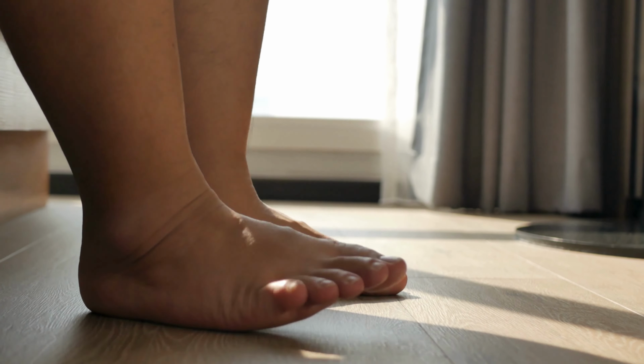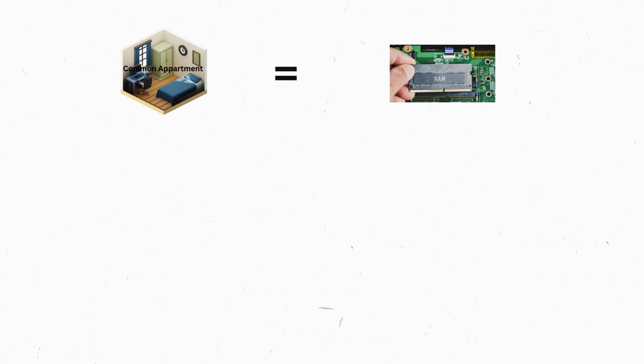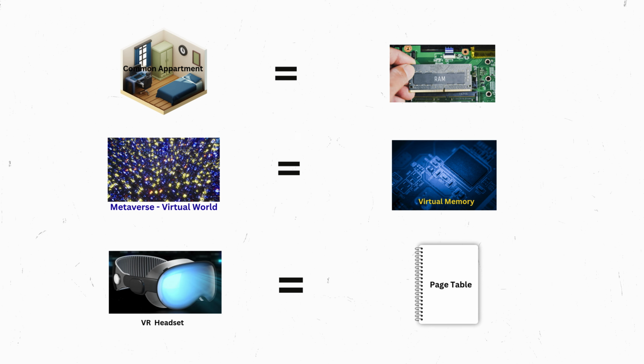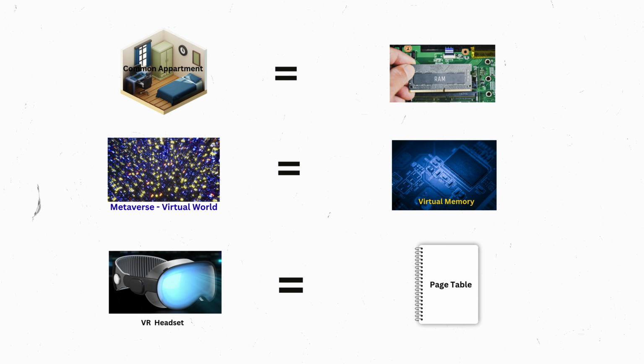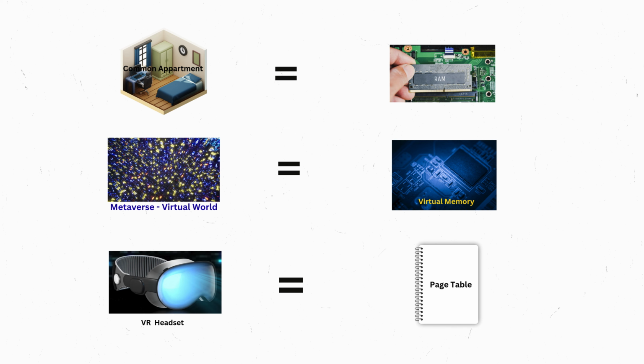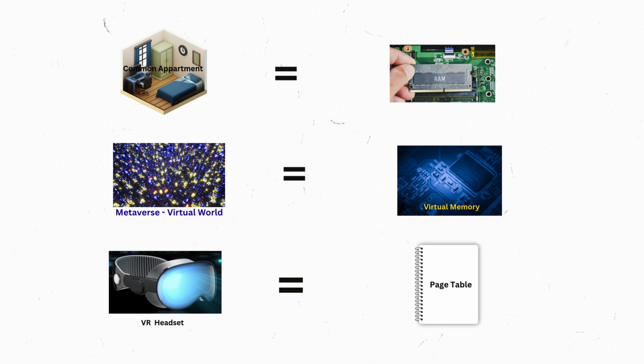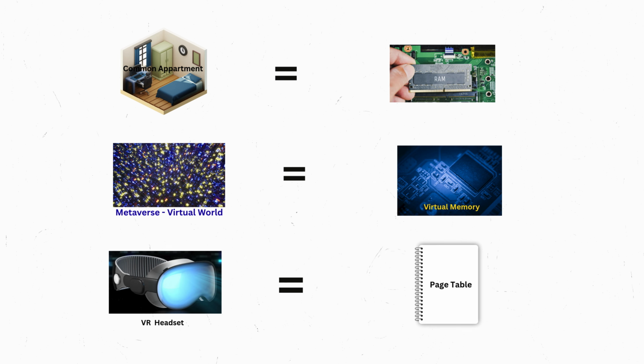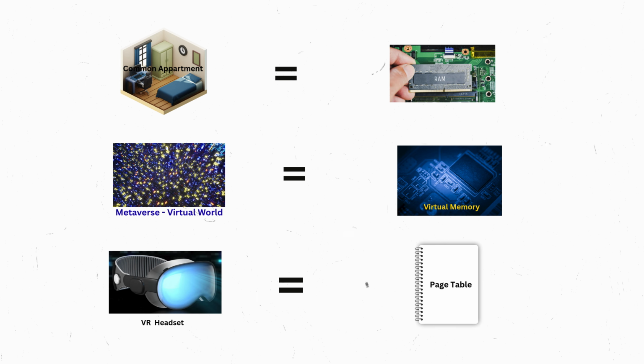Let's step out of the story and look at what this really represents. Here, John's and Jason's apartment will become our physical memory, RAM. Virtual world will become virtual memory. The VR headset, which they both used to move from real world to virtual world, which acted as a translator, will become our page table. Don't worry, I will explain page table going further.